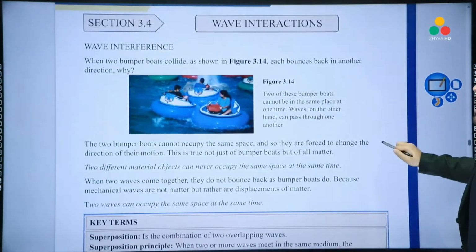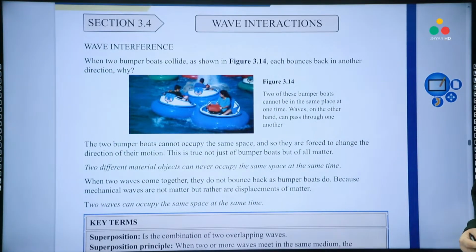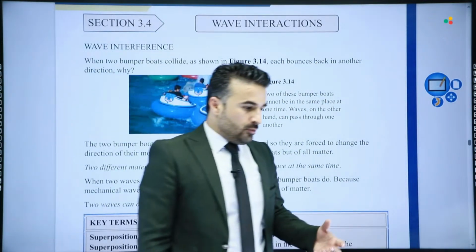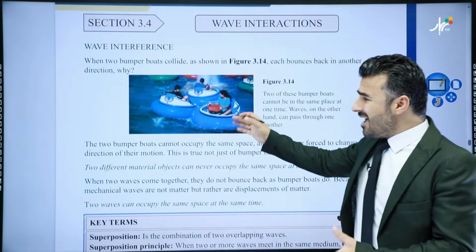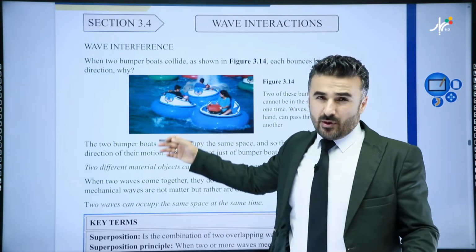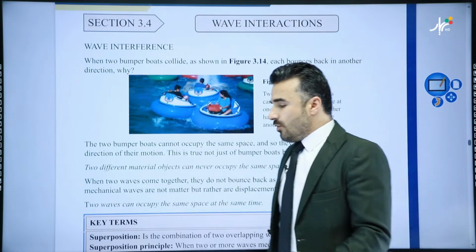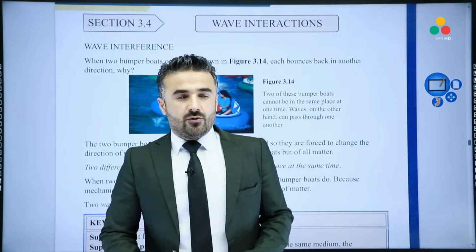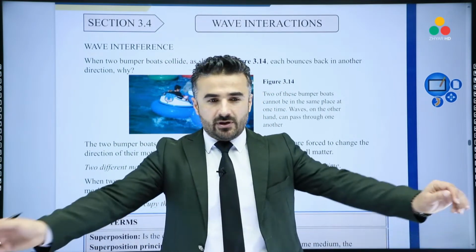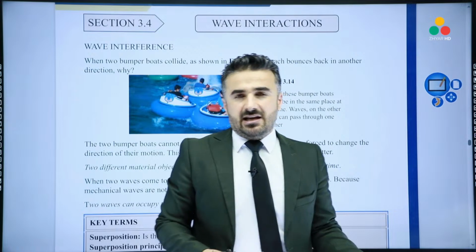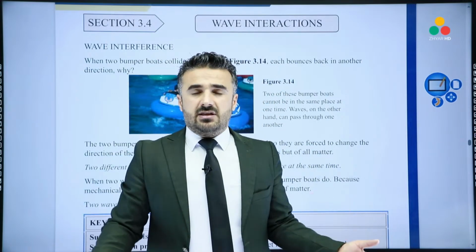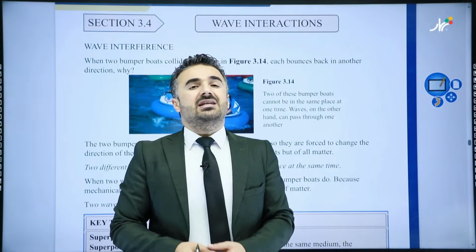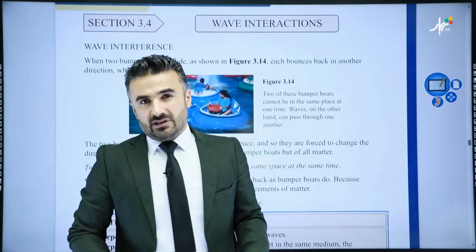Okay, and then now we have section 3.4, which is wave interaction. Now that is a very interesting one. Normally, what we have in here is, you see these bumper boats in water, yeah? Now, what happens when these bumper boats are approaching and colliding with one another? Of course, they will change the direction. Why? Because now each bumper boat has taken a specific volume or space that cannot be taken by another bumper boat.